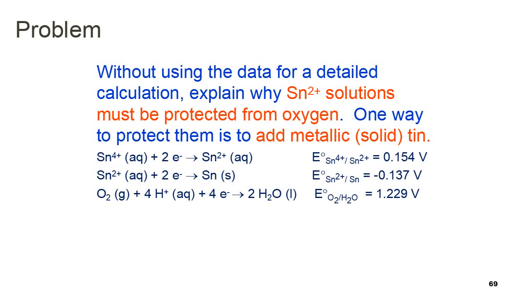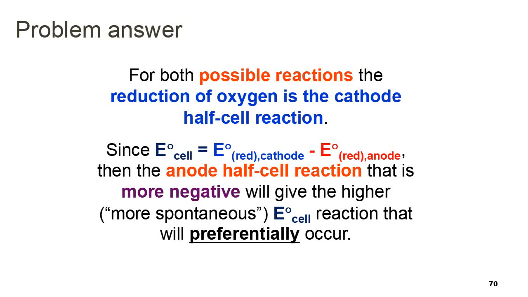Here is another problem. Without using the data for a detailed calculation, explain why tin 2+ ion solutions must be protected from oxygen. One way to protect them is to add metallic solid tin. The answer is, for both possible reactions, the reduction of oxygen is the cathode half-cell reaction. The anode half-cell reaction that is more negative will give the higher, more spontaneous standard electrode potential reaction that will preferentially occur.